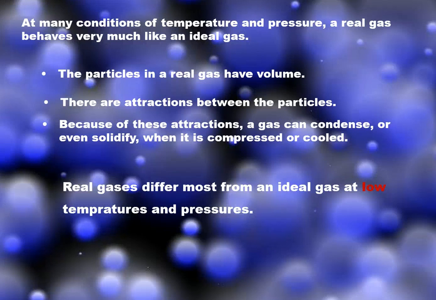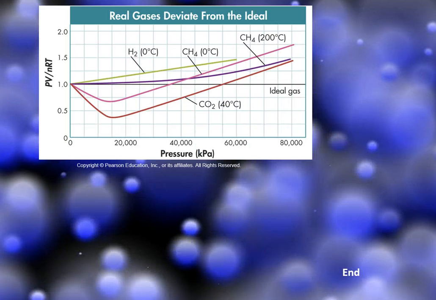So at many conditions of temperature and pressure, a real gas behaves a lot like an ideal gas, but the difference is a real gas does have volume. There are attractions between the particles, the London dispersion forces, and because of these attractions, the gas can condense or even solidify, or undergo sublimation, when it's compressed or cooled. Real gases differ most from an ideal gas at very low temperatures and high pressures. So those are the conditions in which real gases are different from ideal gases.